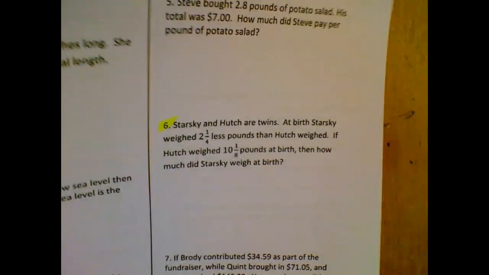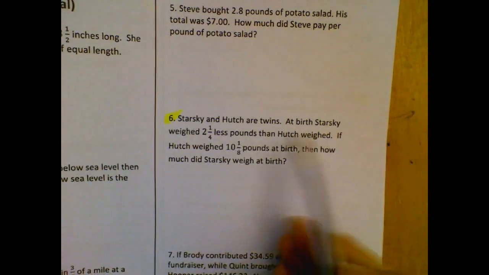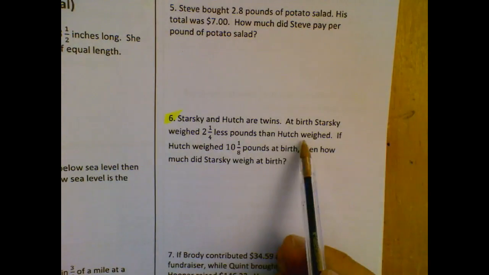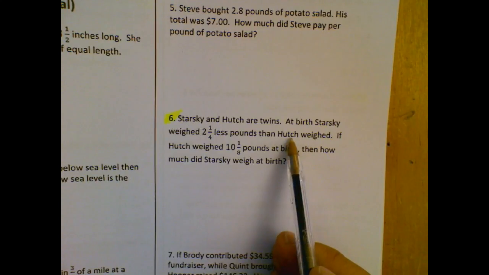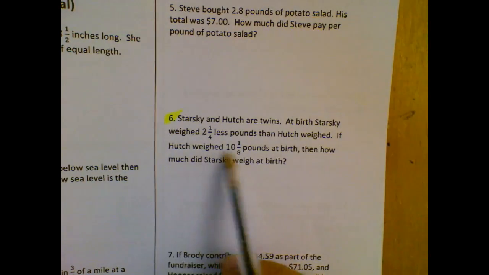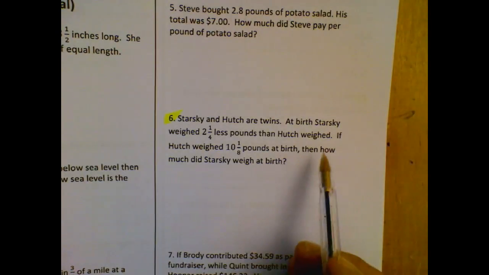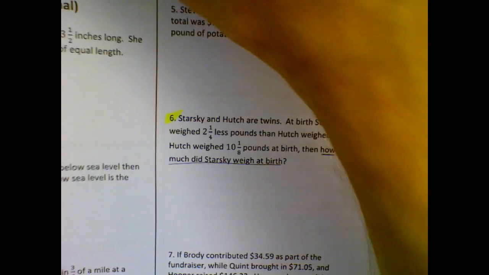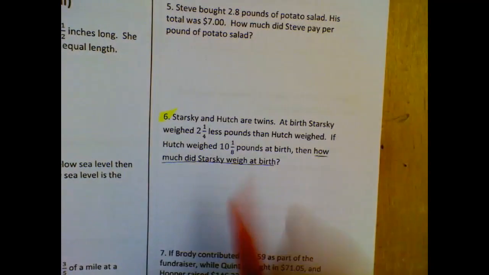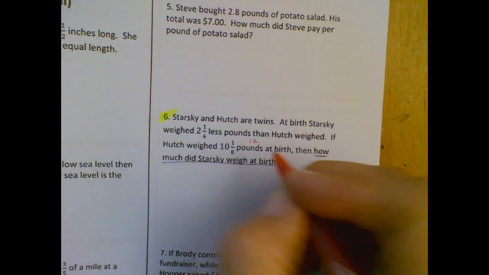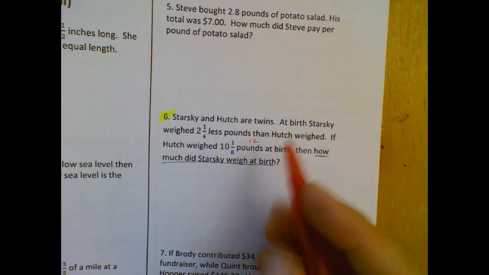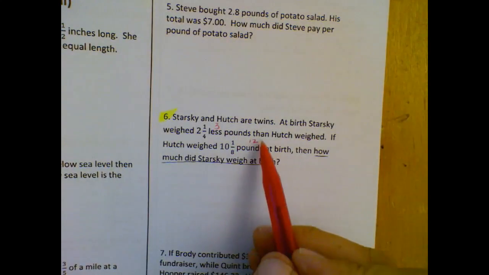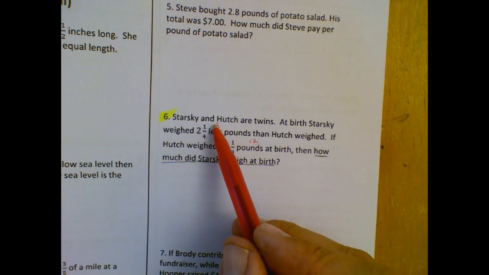Number 6. Starsky and Hutch are twins. At birth, Starsky weighed 2 1/4 less pounds than Hutch weighed. So that means Hutch is the heavier baby than Starsky. If Hutch weighed 10 1/8 pounds at birth, then how much did Starsky weigh at birth? Well, let's for a moment, if Hutch weighed 12 pounds and Starsky weighed 3 pounds less, or 3 less pounds, it would be 12 minus 3. And that would tell me how much Starsky weighed.